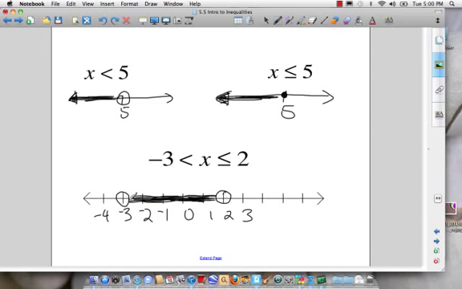Now let's think about my endpoints, my -3 and my 2. Since -3 is less than x, then x can't be -3, and I'm going to leave that dot open. On the right hand side it says x is less than or equal to 2, which means I want to include the 2, so I'm going to shade that dot in. To summarize, an open dot, like here at -3, means we're not including that number. A closed dot, like the one I have at 2, means we are including that number.